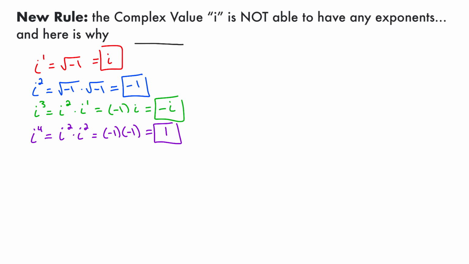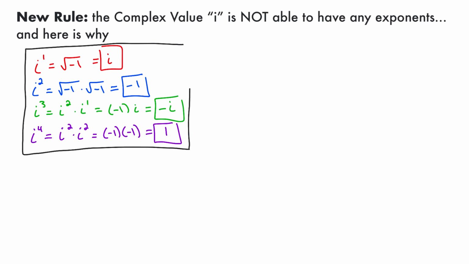So this idea is incredibly, incredibly important. But I'm not going to stop there. I want to figure out what i to the fifth power is. I to the fifth power, I could write as i to the fourth times i to the first. But I already know what i to the fourth power is. I to the fourth power is just equal to 1. So this just turns into a 1. 1 times i to the first is just i to the first. That's just i.